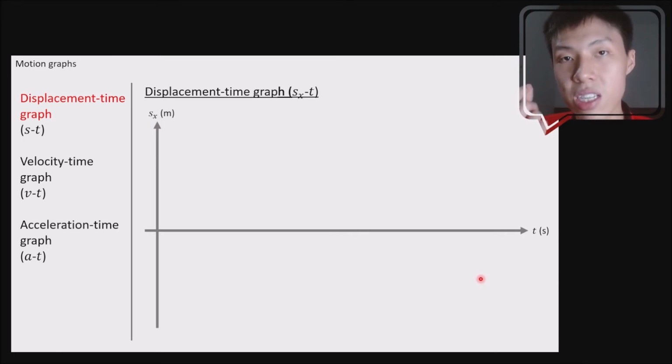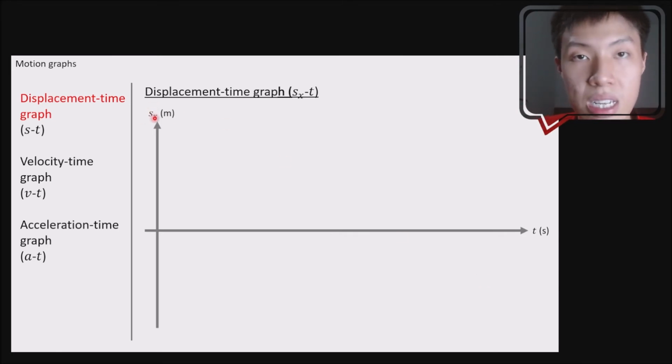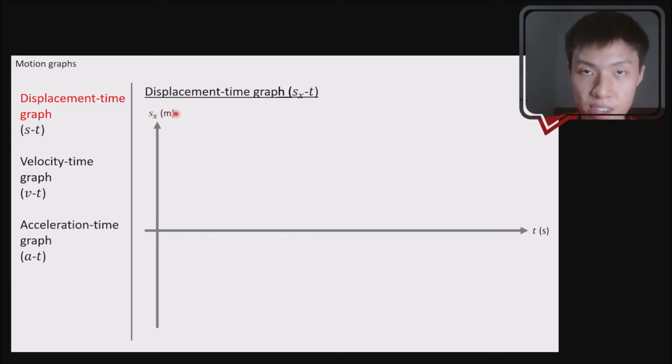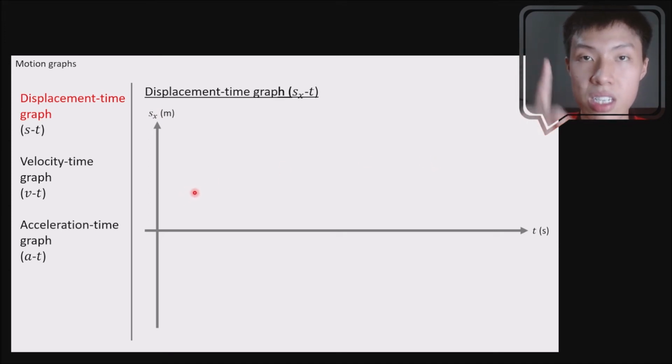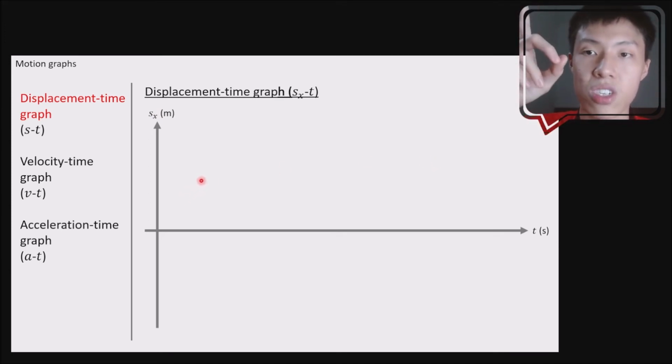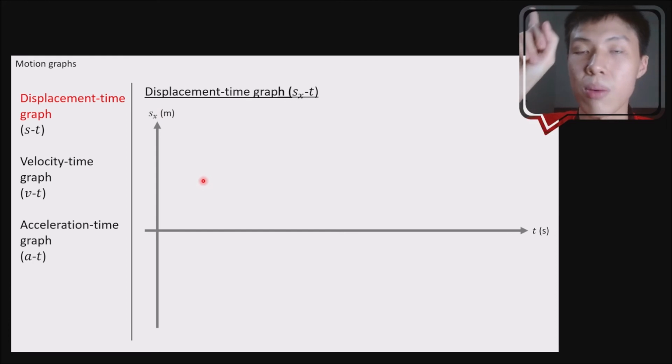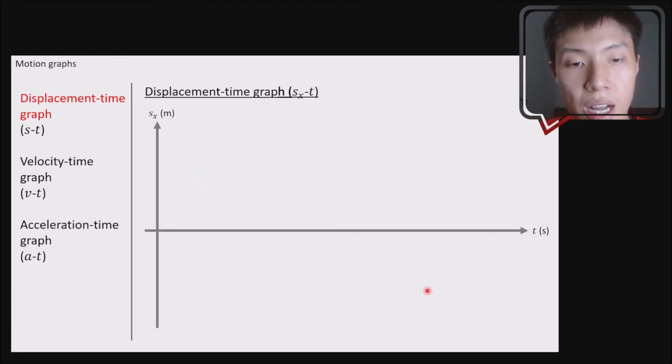Just a little note, what we are plotting here is the x component of displacement against time. And of course, if it's an object moving in the y dimension, then this will be sy. If you're plotting something above, then this displacement is above the initial position, the displacement is pointing upwards. If you're plotting something down here, then it means the displacement is pointing downwards. We're plotting the y component.